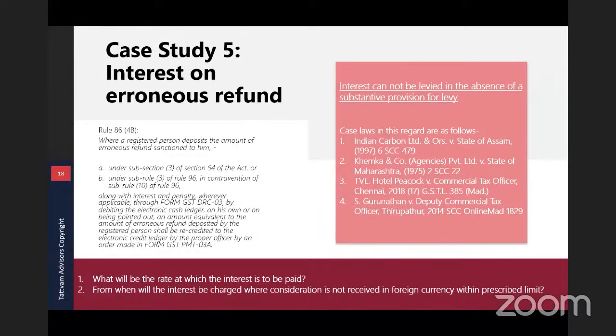whenever the refund has to be surrendered back, the same has to be done along with interest and penalty. But there is no provision under which interest can be levied on erroneous refund. So to my mind, it's a good case to argue that there is no interest on surrender of erroneous refund, because there is no substantive provision under the law.